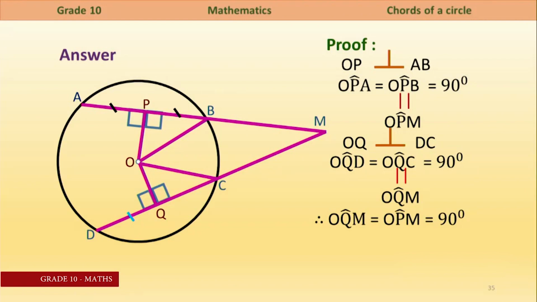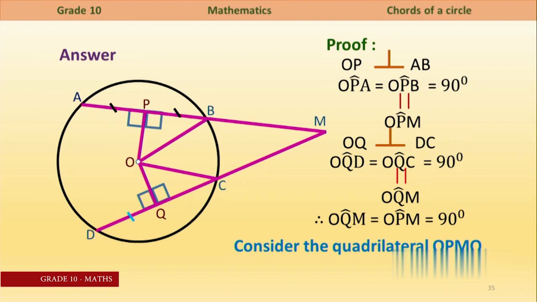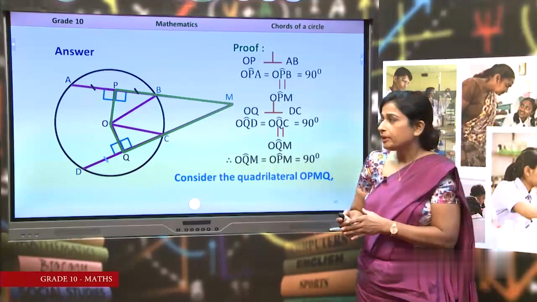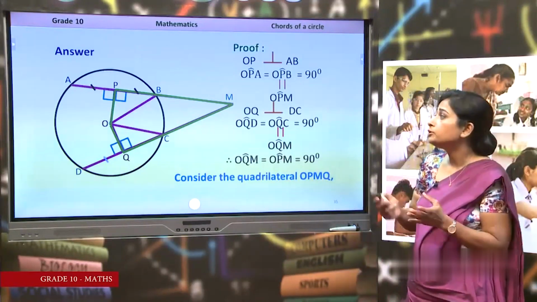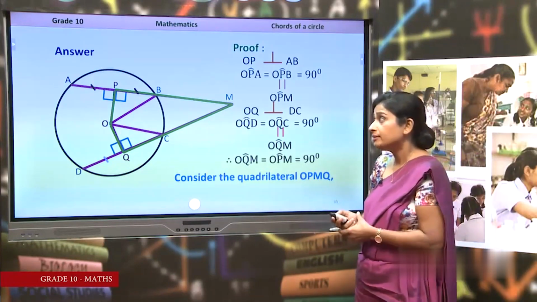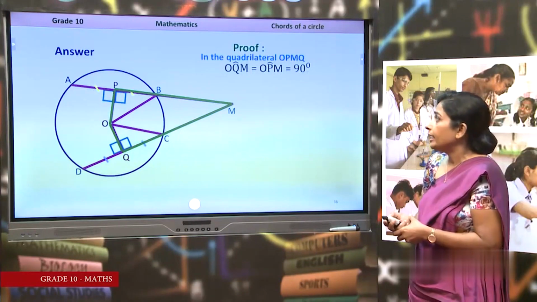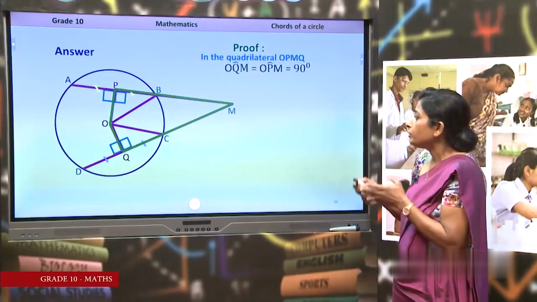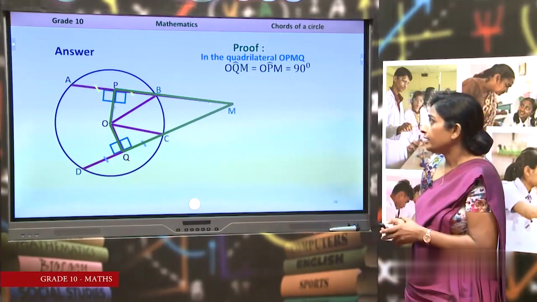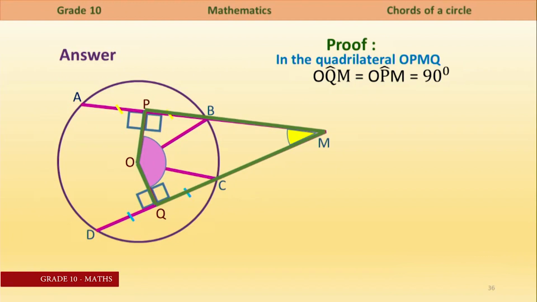So here I am going to show something by using these angles. Look at this. You have to consider the quadrilateral OPMQ. A quadrilateral means a polygon having 4 sides. In that quadrilateral, we have found 2 angles, OQM and OPM. We have to find the remaining 2 angles. The sum of these two angles should be equal to 180. That's the thing we have to prove.